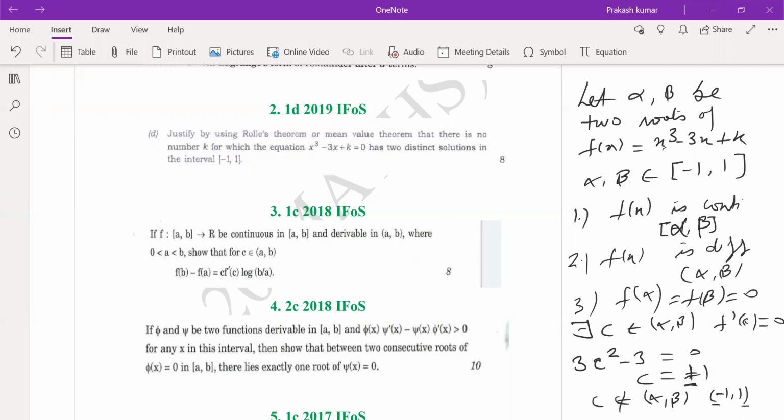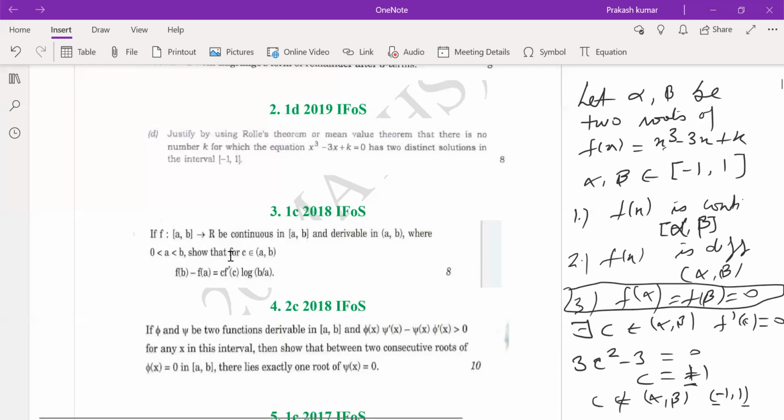So this is a contradiction, which means the first and second conditions are always true. So the only problem will be with the third condition. Therefore f(alpha) and f(beta) cannot be equal to 0, and it means that our assumption that two roots exist for f(x) is false. Any doubt in this? Okay.